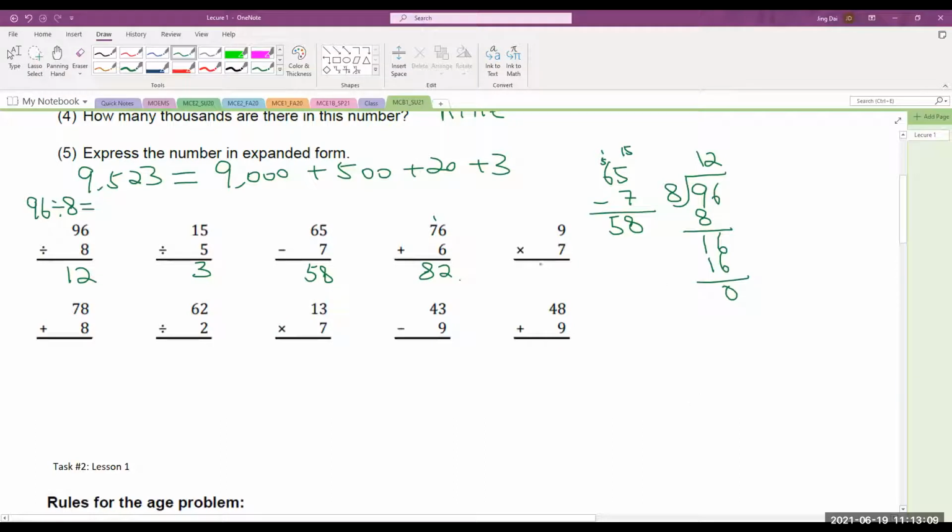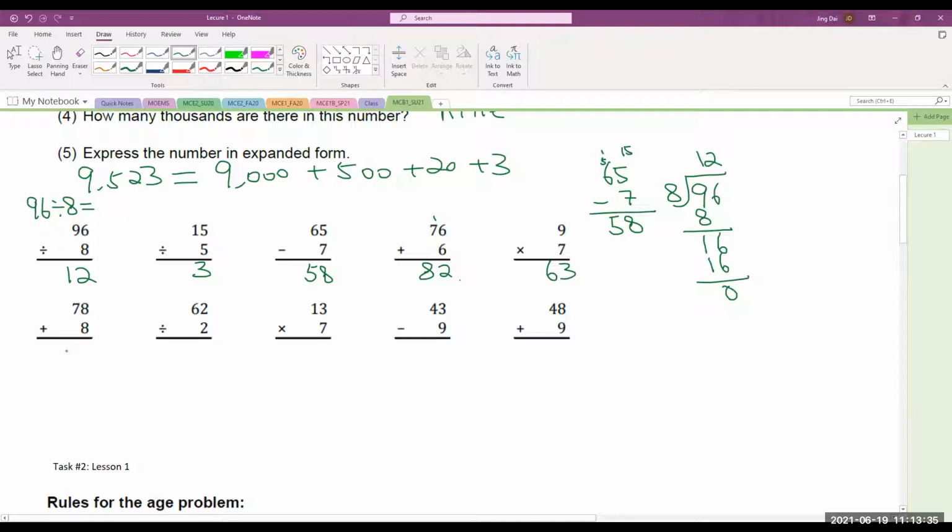Very good. Now this one, you guys shouldn't even think, okay? Because this is just your 9 by 9 multiplication table. 9 times 7. Everybody, what's the answer? 63. 63. Very good. Now going to the next row, 78 plus 8. Who wants to do this one? 78 plus 8 is 86.